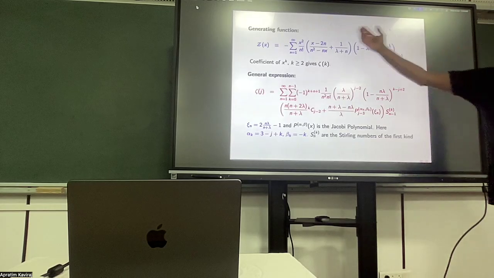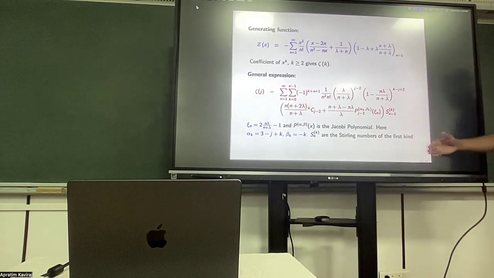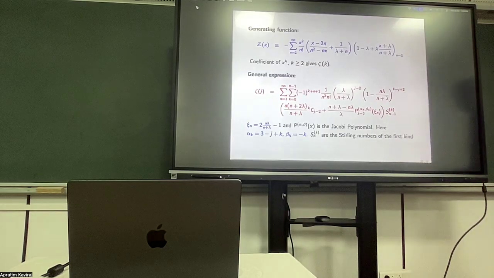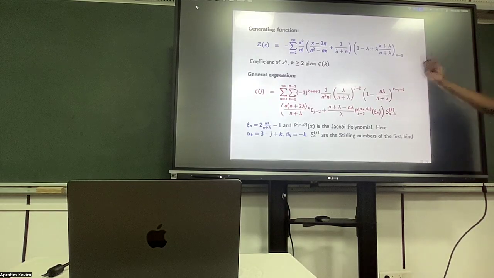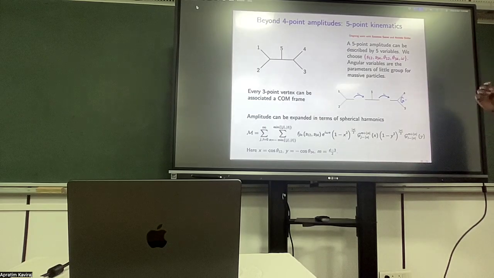In fact, we have a generating function, and from there we can find the zeta functions using these Stirling numbers and Jacobi polynomials. So these are zeta functions for positive integer arguments. Okay, this is something I want to share. We are currently working on this, and any kind of feedback will be very useful.